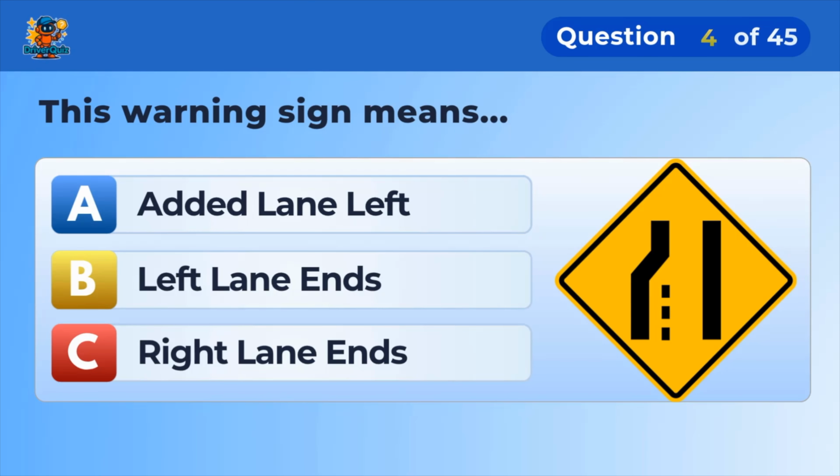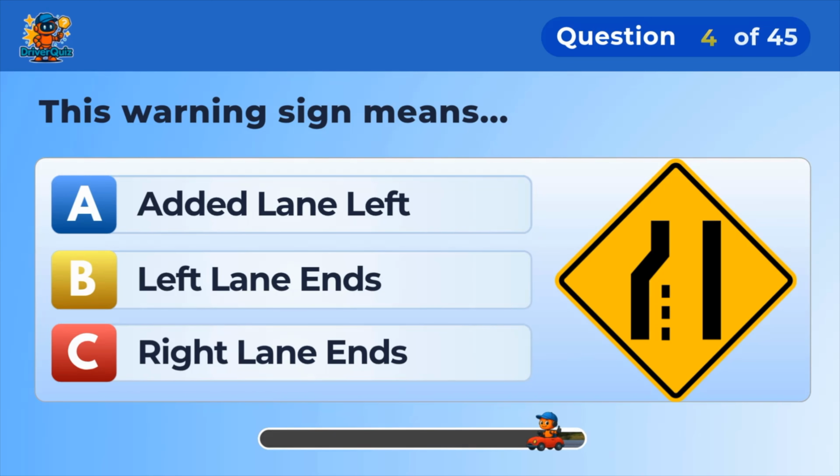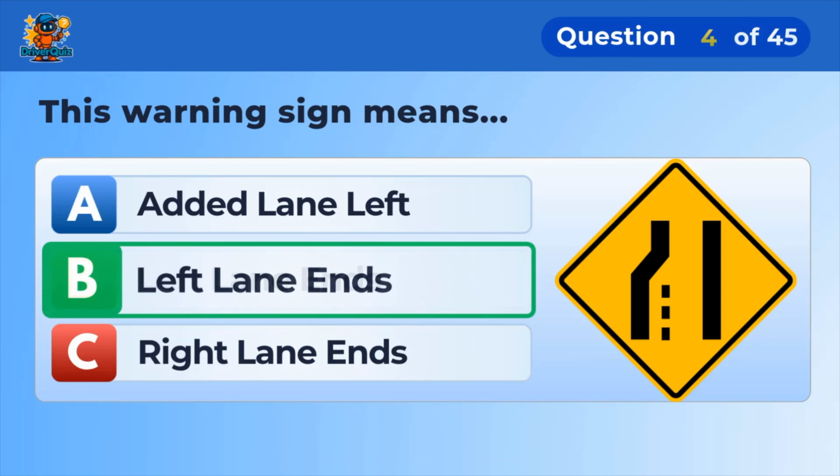Question 4. This warning sign means A. Added lane left. B. Left lane ends. C. Right lane ends. Let's check it out. Left lane ends.